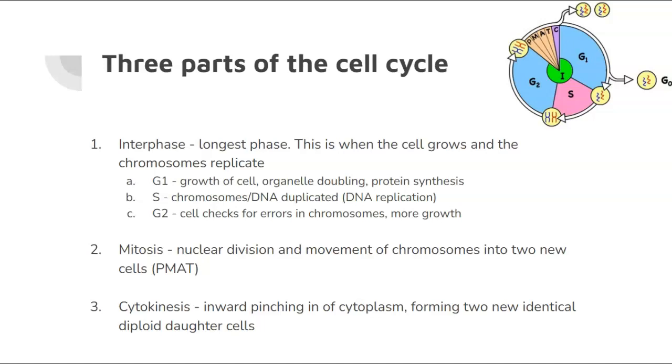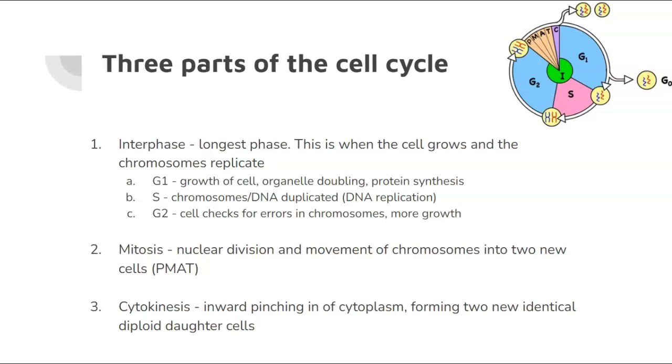And then in the G2 phase, that's when we check for errors in chromosomes. As DNA replication is happening, sometimes there can be a mutation. And if there is a mutation, hopefully that will get found during the checkpoint stage in G2. If it does get found and the cell recognizes that there is a mistake, the cell will stop and will not go through cell division.